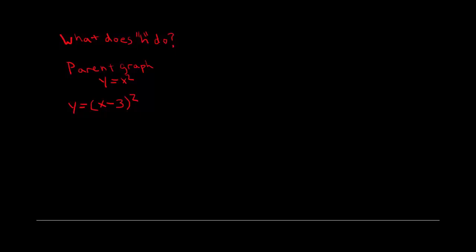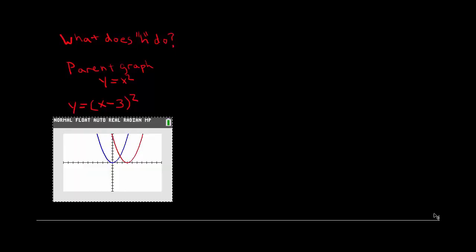Well, hopefully we won't think that it moves up or down, because the k value controls the up and down movement. So what I'm going to do is show you the graph of this. The blue graph is the parent graph, and the red graph is the x minus 3 squared graph. Notice that if we look at our vertex, the parent graph is at 0, 0. This one's at 1, 2, 3, 0. So that number inside looks like it moved it right.